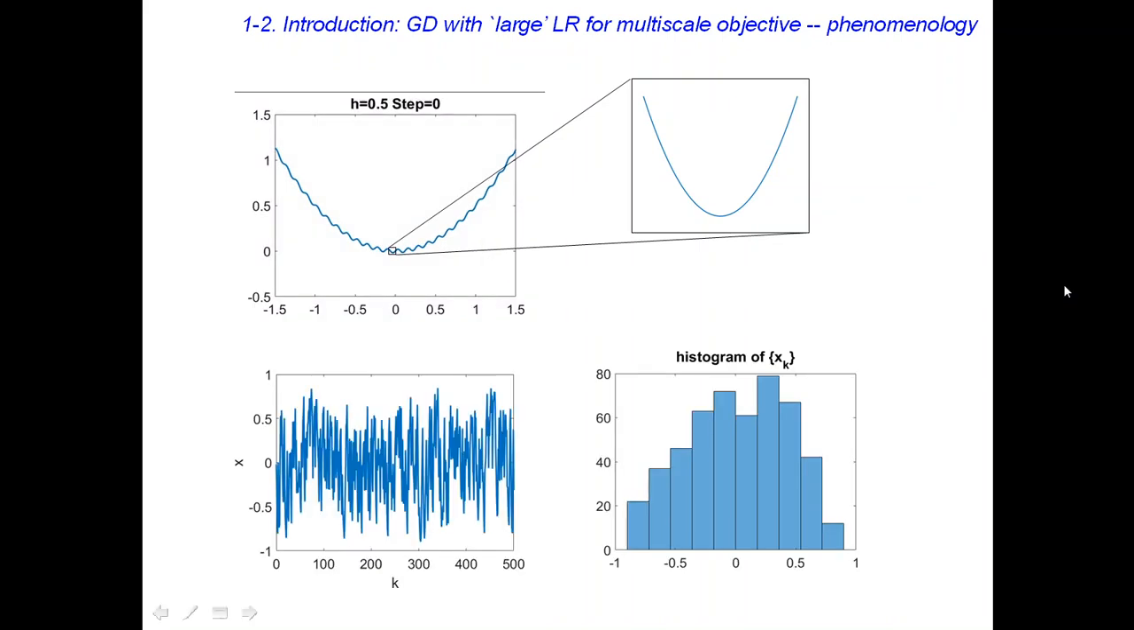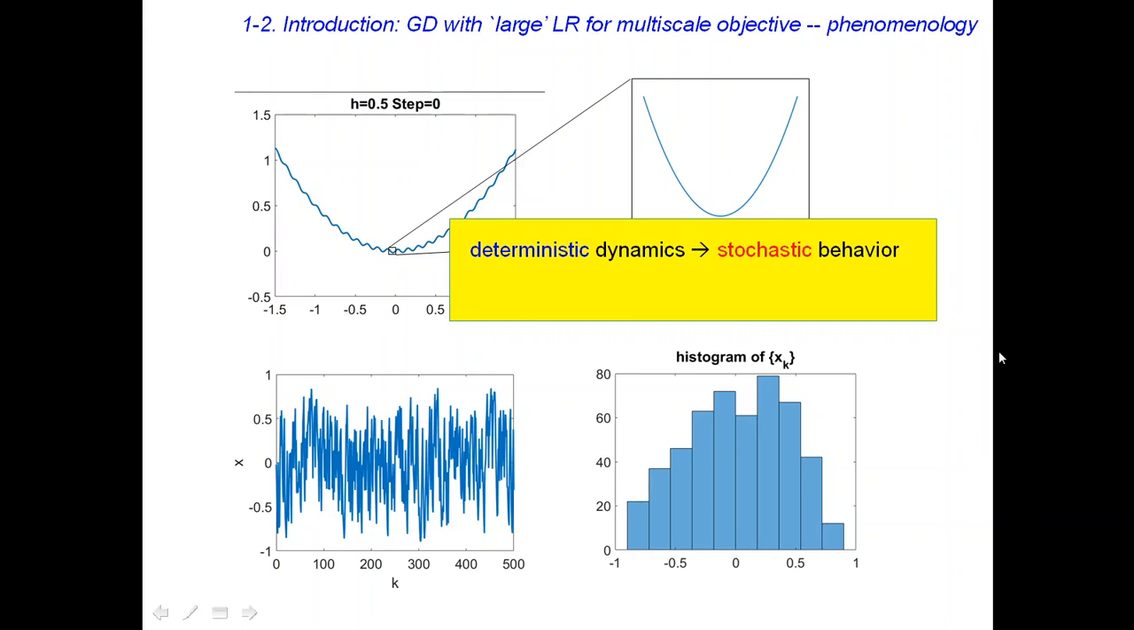In fact, if I plot x as a function of k, where k is the number of iterations, you can see that the orbit appears to be rather chaotic, or rather stochastic. And here is the histogram of all the values that have been collected along this orbit. You can see that it appears to be some distribution that is concentrated around 0, which is the global minimum of the loss function.